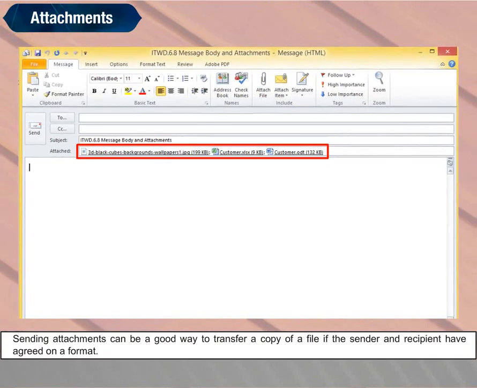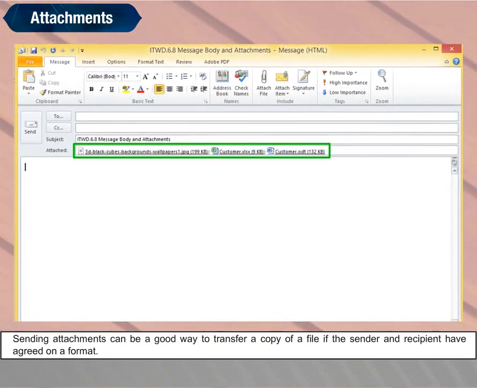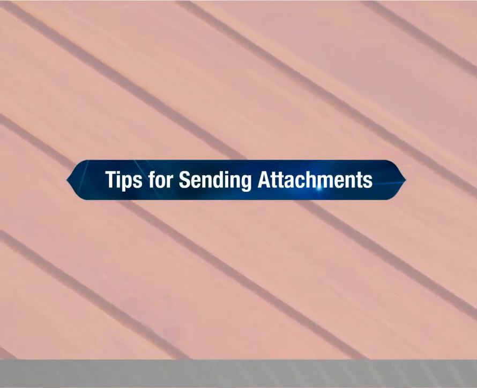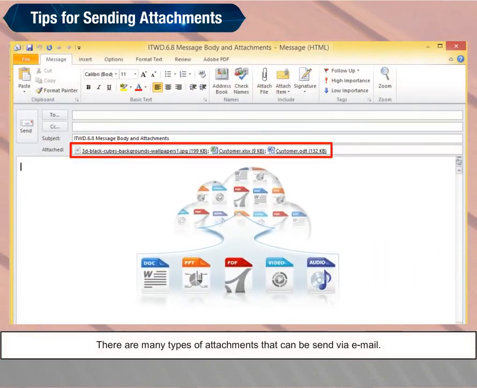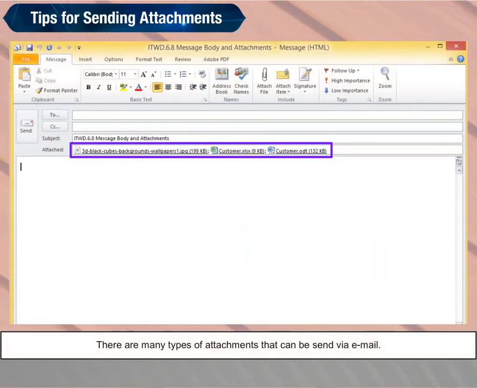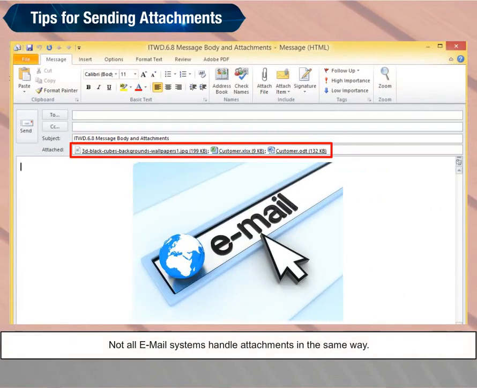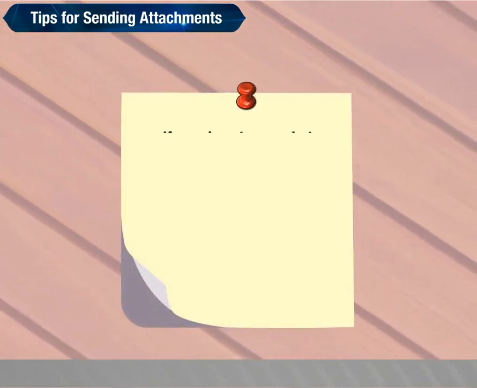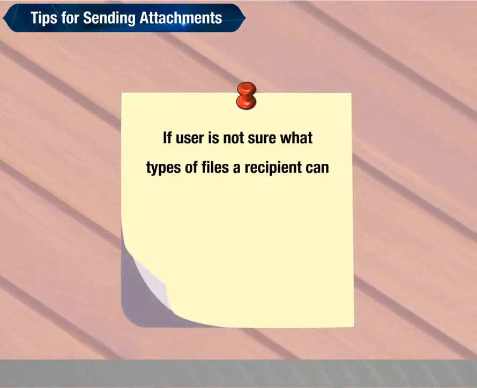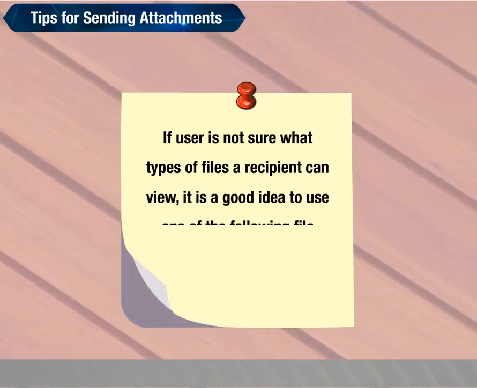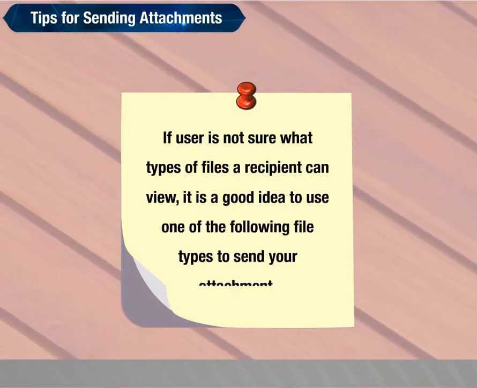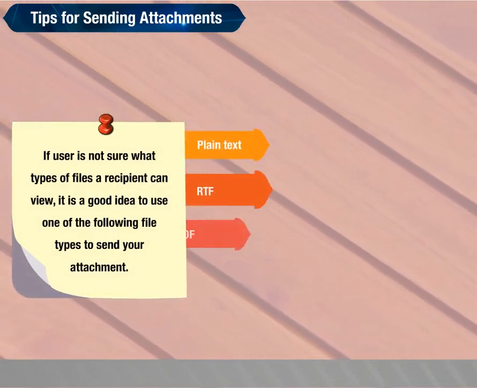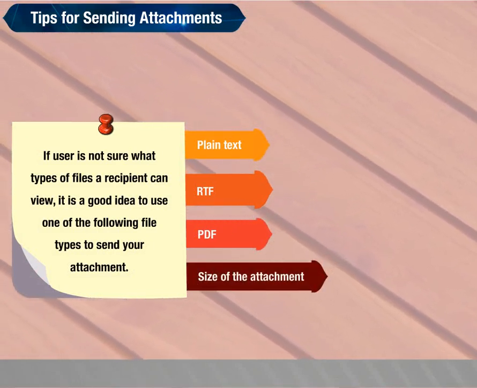Sending attachments can be a good way to transfer a copy of a file if the sender and recipient have agreed on a format. Tips for sending attachments. There are many types of attachments that can be sent via email. Not all email systems handle attachments in the same way. If the user is not sure what types of file a recipient can view, it's a good idea to use one of the following file types to send your attachment: plain text, RTF, PDF. Size of the attachment.